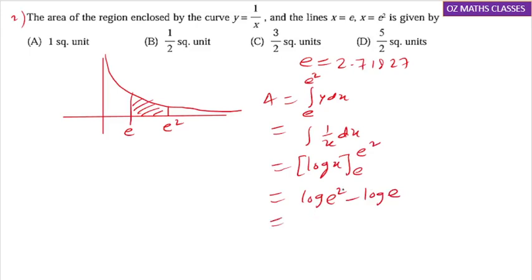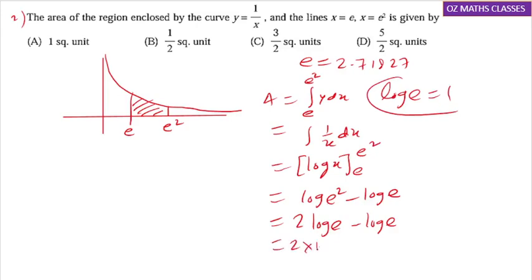In log we can take the power ahead, so it becomes 2 log e minus log e. And what is the value of log e? The value of log e is 1. So put the value of log e: 2 into 1 minus 1. So the answer is 1, given in the first option.